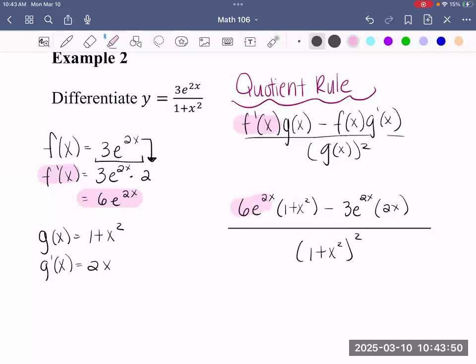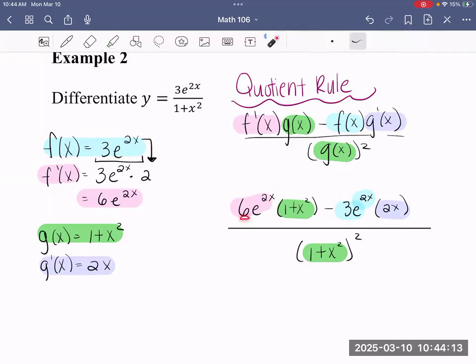And I'm just going to spend a second highlighting. Oh, I missed one. There we go. So now let's see if we can clean it up just ever so slightly. You'll notice that we have a 6, and actually if we were to clean it up all the way, 6e to the 2x, 1 plus x squared, minus 6x, that is coming from 3 times 2. The 3 came from your f of x. The 2 came from the derivative of g of x.